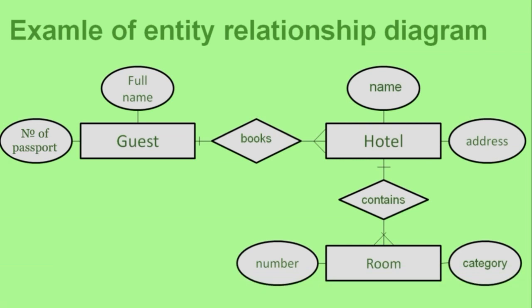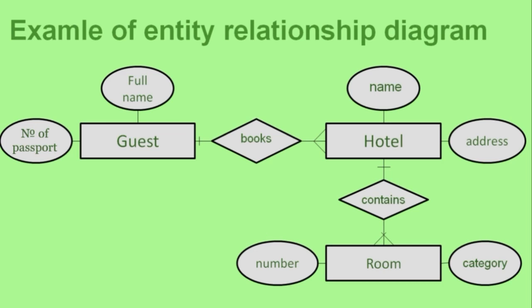Here we present the connection between the guest and the hotel when booking a room. You can see that we have three objects here: a guest, a hotel, and a room that is being booked. Each object has attributes. Let's start with the guest. To make a reservation, he will need a passport number and a full name. That is, he has two attributes.